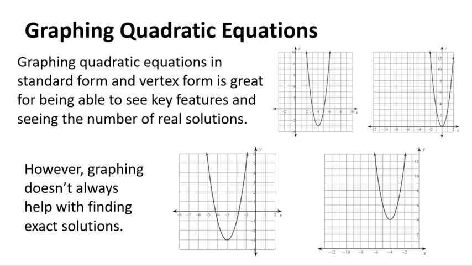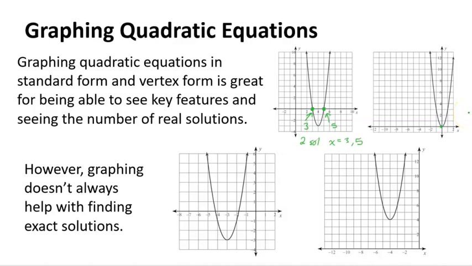Graphing, and we practiced this when we had standard form and vertex form, is really great for being able to see how many solutions we have. So in this first graph here, we can see the parabola hits twice. It hits here and here. So right off the bat, we can see that there are 2 solutions. And when I look here, I can see that one of my solutions is going to be 3, and my other solution here is going to be 5. So in this case, we have 2 solutions where x can equal 3 and 5.